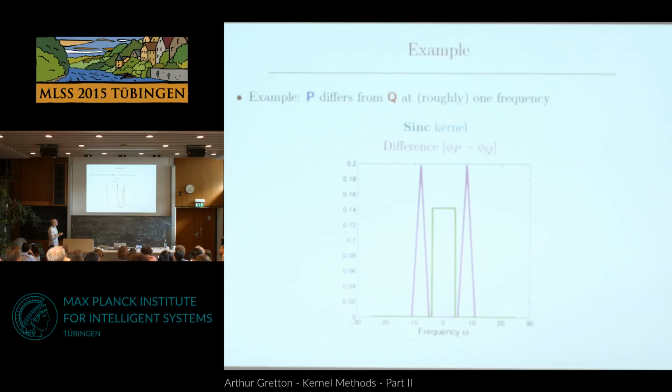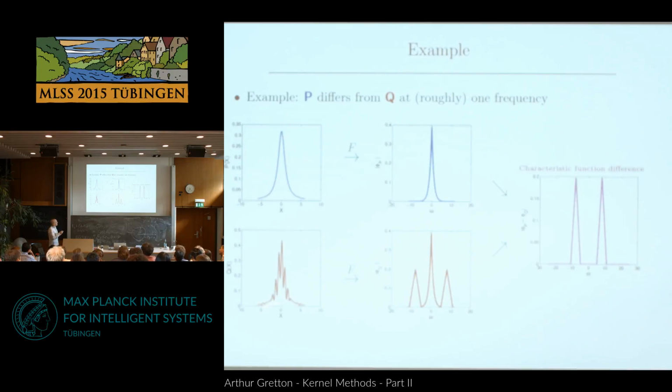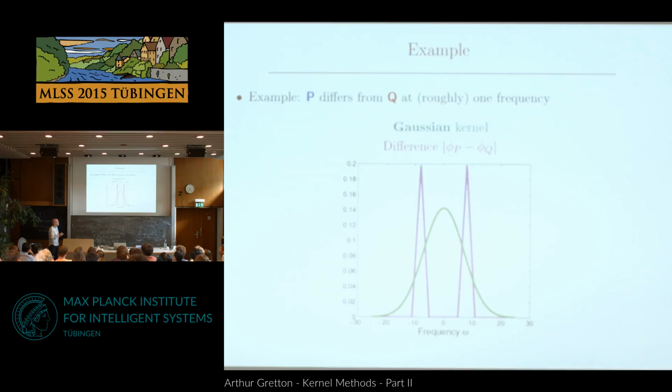Now, you'll notice that when I take a perturbed version of P to get Q, these sinusoids are not pure sinusoids. So they're not located exactly at one frequency, but they're sort of spread around it. Okay? So you'll notice here that this product isn't 0. So I can witness the difference between P and Q using this kernel.